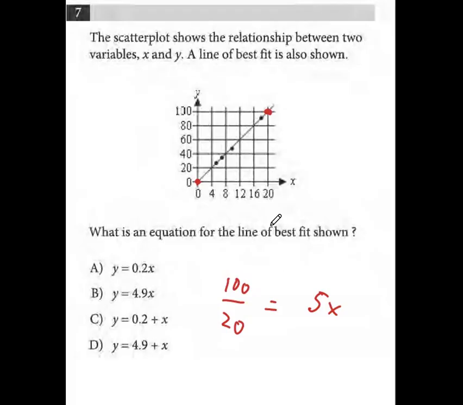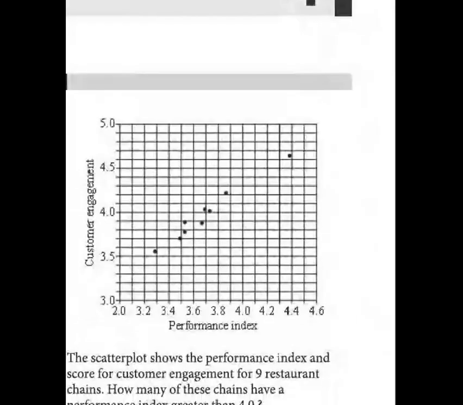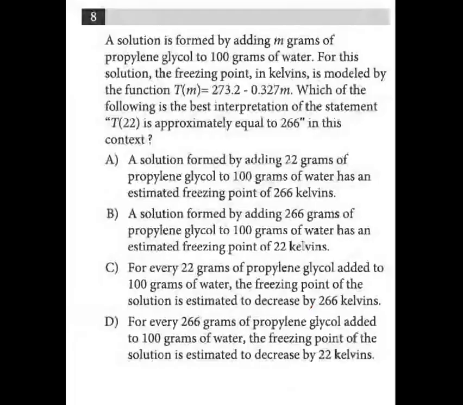So what is the equation of the line of best fit? Should be about 5x. In this case, 0.2x would be way too small. 4.9x is pretty close. 0.2 plus x, in this case, the slope would just be 1, so no. And this one also has the same problem, so answer is B, 4.9x. Okay, question 8.